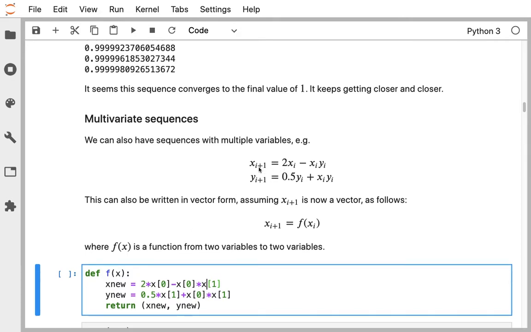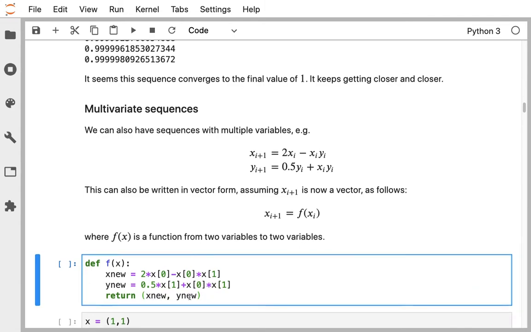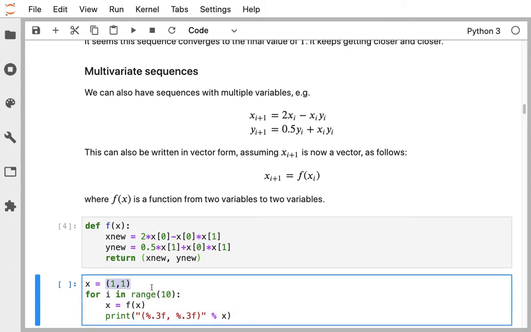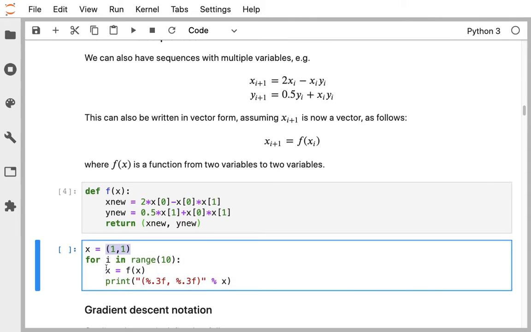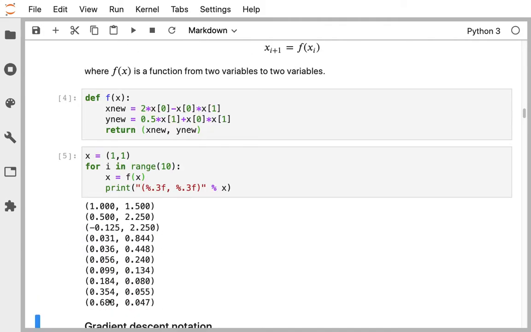So x new, that's this top line up here, is 2 times the old x minus the old x times the old y, and y new is half times the old y plus the old x times the old y, and then I'm going to return the new x vector. So I can start with, for example, x is 1 and y is 1, and I can apply this update a bunch of times and I'll get some values. We don't need to read into this too much, but my point is x and y are updating every time, and we're going to need that for gradient descent.